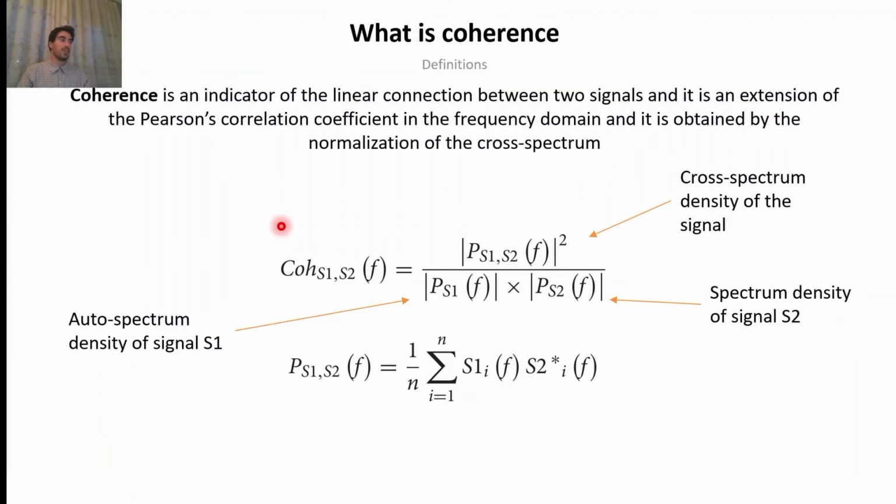As you can see here, the coherence is the absolute value to the square power of the cross-spectrum density of the signals divided by the spectrum densities of the various signals, S1 and S2, which are also called autospectrums. Now, how would you calculate all of these values?